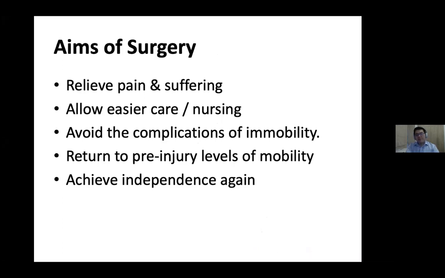So the aims of surgery in this case is trying to allow for the reversal of all these things you described. So it's to relieve pain and suffering, to allow for easier care and nursing, and to prevent all those complications from prolonged immobility, as was discussed previously. And the hope is that the person is able to go back to previous levels of mobility. We can't bring them back to something better than before the fracture itself, but at least we can bring it back to some semblance of mobility, and allow the individual to gain independence again.